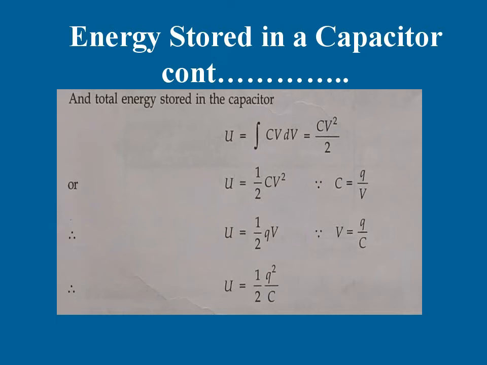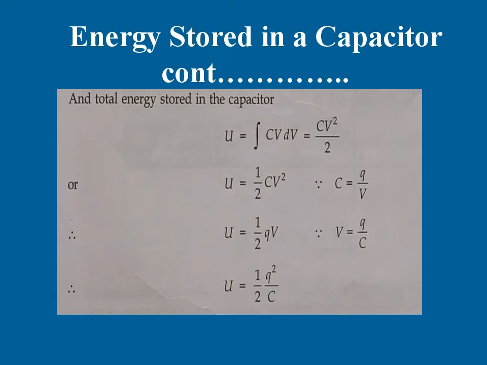Okay. But C should be equal to Q by V. Replace that C by Q by V in the above equation 1. What you get? U should be equal to, in place of C write Q by V, V gets cancelled out. What is remaining? U should be equal to half QV. Mark it as 2. This is another form of energy stored in a capacitor. This is in terms of Q and V.